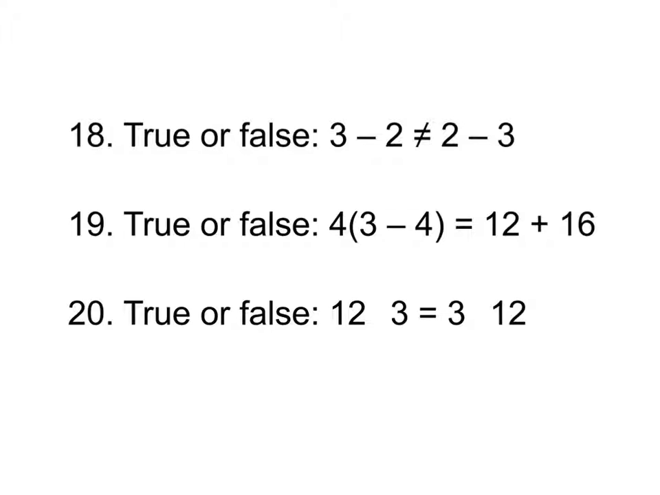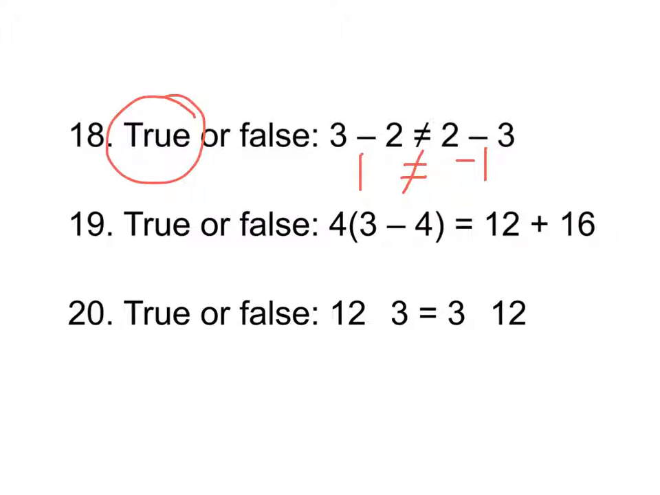All right, now here's how we show evidence of our answer for number 18. 3 minus 2 would be 1. 2 minus 3 would be -1. So the statement says 1 does not equal -1. This is a true statement. So they're not equal, but that's what the statement says, so that's why it's a true statement.